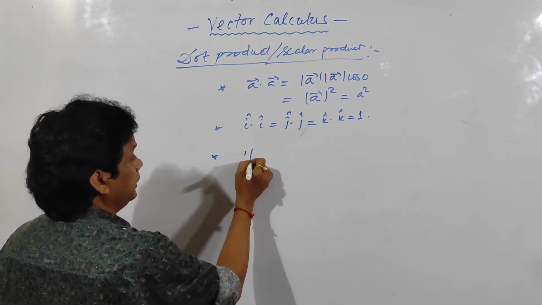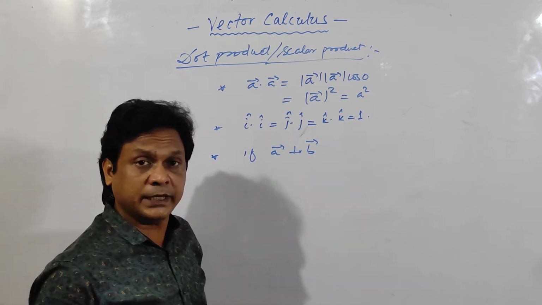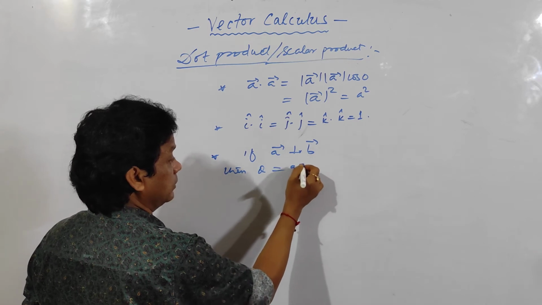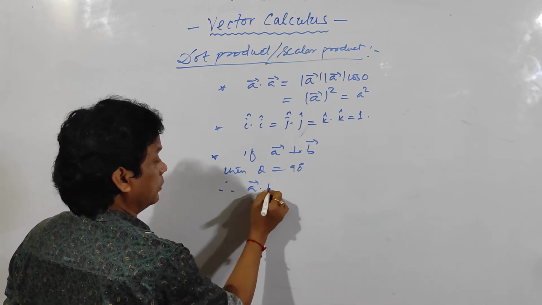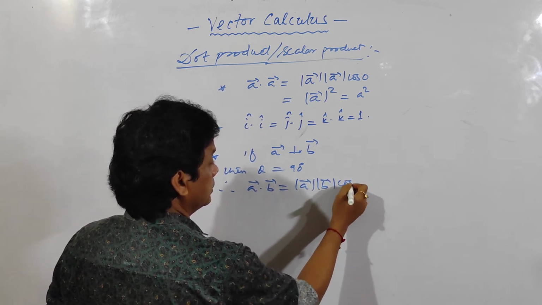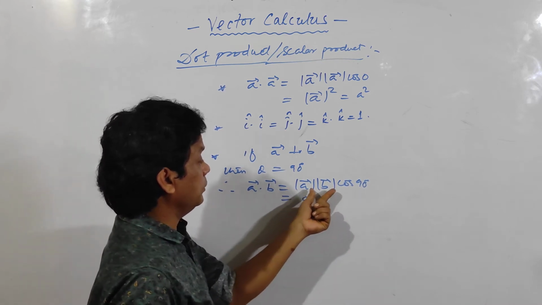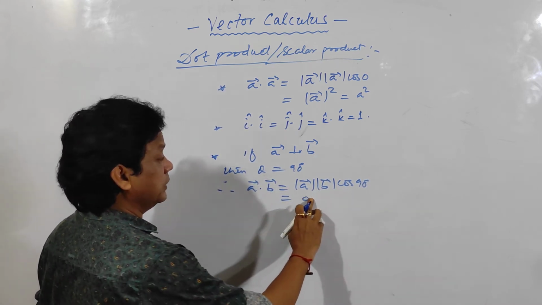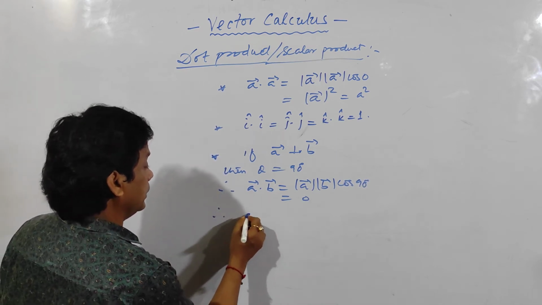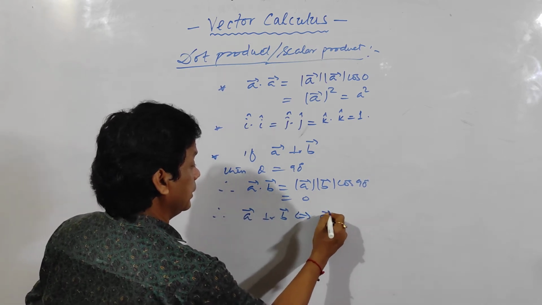Now, next one. If A vector is perpendicular to B vector, then the angle between them is 90 degrees. Then theta is equal to 90 degrees. Therefore, A dot B is equal to |A| times |B| times cos 90 degrees, and cos 90 is 0. So |A| times |B| times 0 is equal to 0. That means the dot product of two perpendicular vectors is 0. Therefore, A is perpendicular to B implies, and is implied by, A dot B is equal to 0.